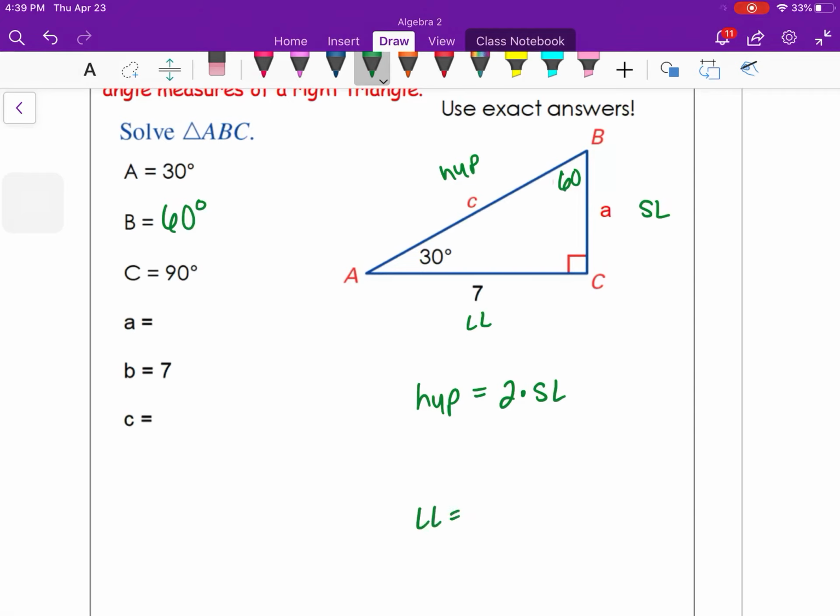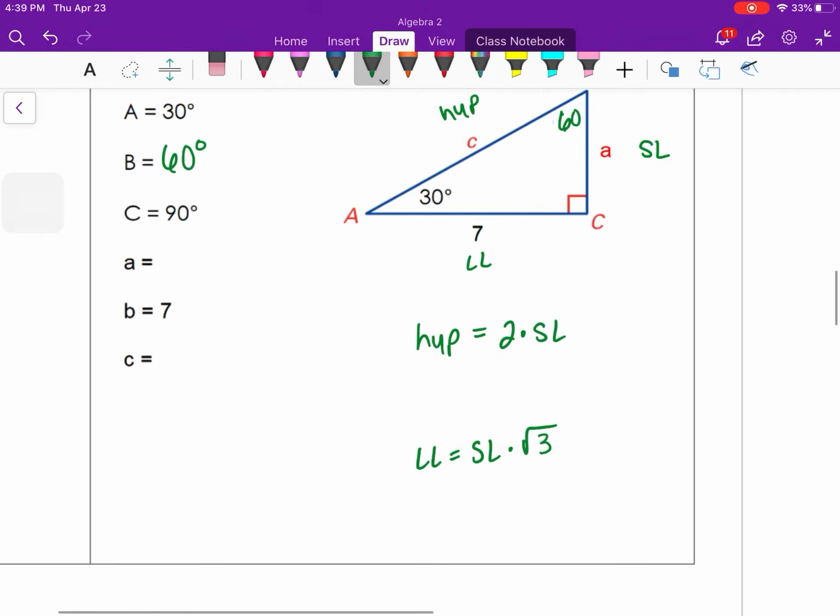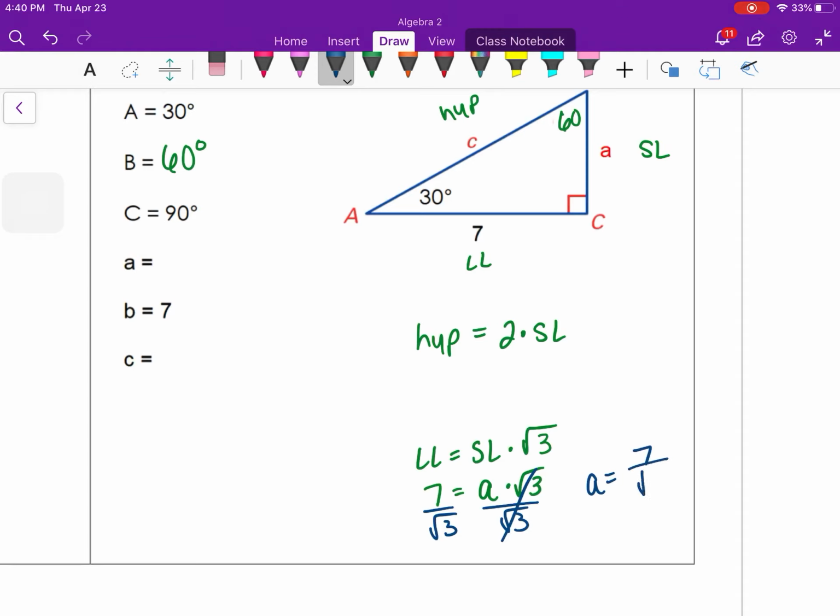I know that my long leg is equal to the short leg times the square root of 3. So my long leg, 7, is equal to the short leg A times the square root of 3. So to solve for A, I'm going to have to divide both sides by the square root of 3. So then I'm going to get A is equal to 7 over the square root of 3. Now I can't leave it like that since I have a square root in the denominator. So rationalizing that, I'm going to get 7 square roots of 3 over 3. So that's going to be my A value.